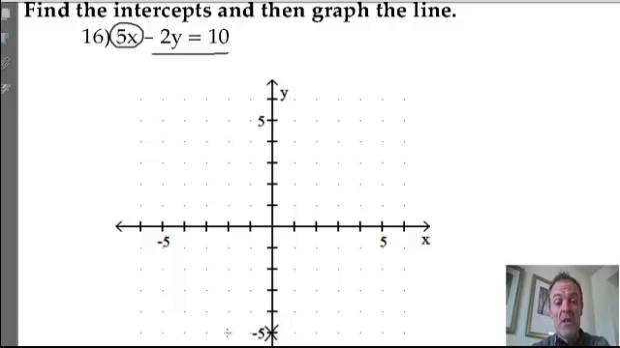Okay, down here is my y-intercept. If I now put y equal to 0, so here's the other thing, if I put y equal to 0, I'm going to get an x-intercept.